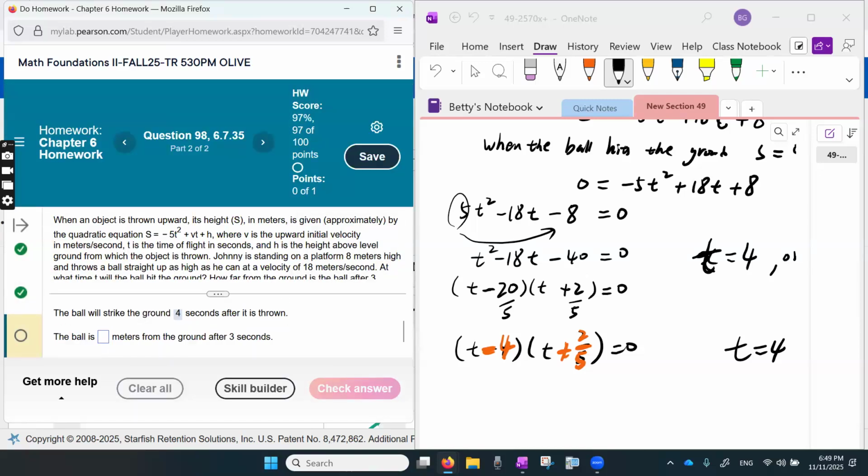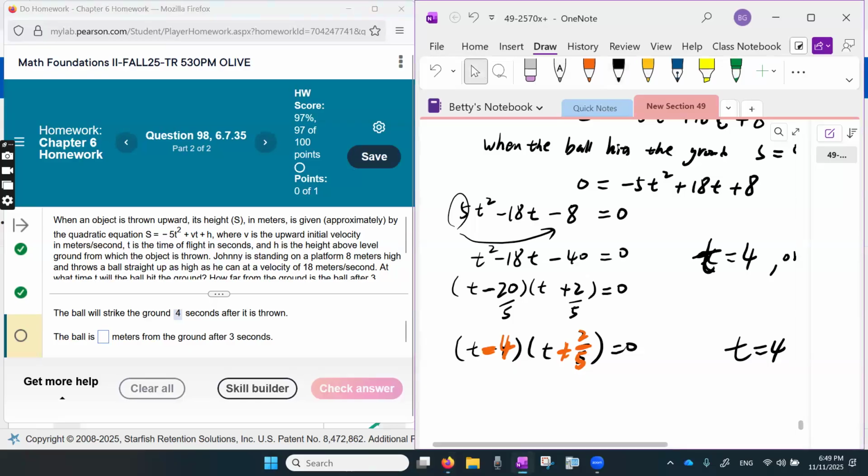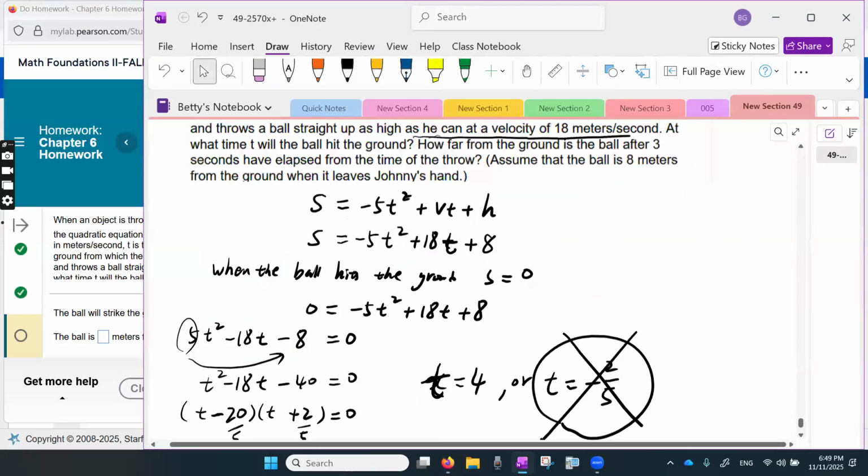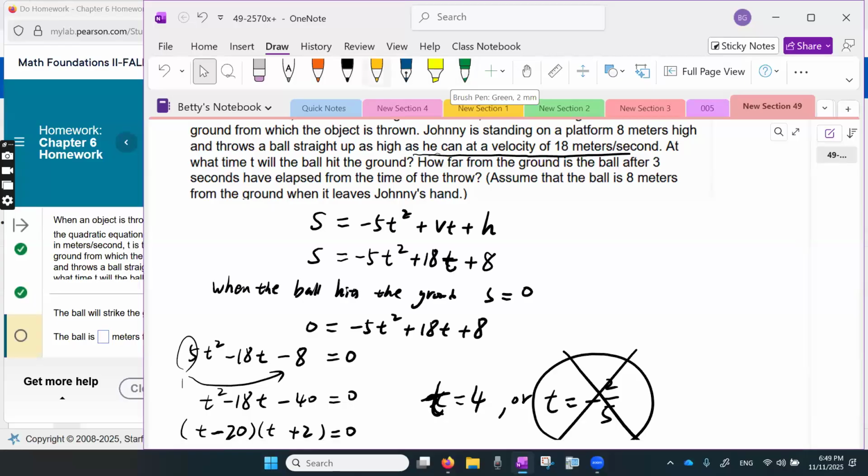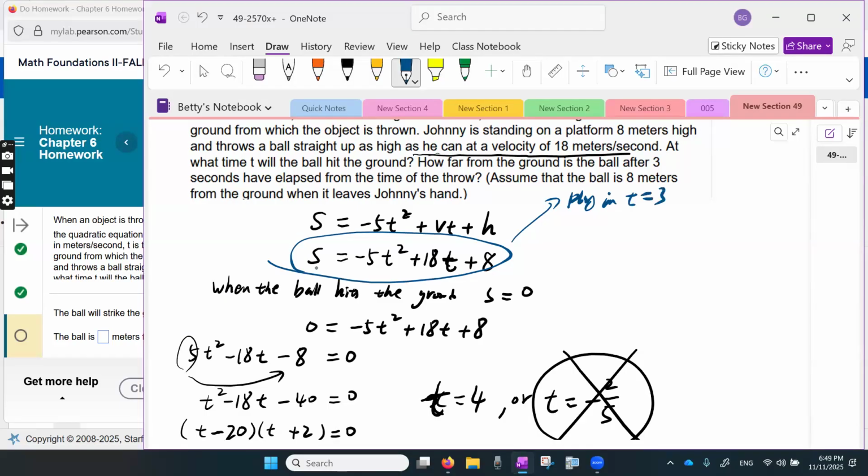Second part. After 3 seconds, what's the height of the ball, right? Let's start here. We're going to plug in t equals 3, right? Then s equals negative 5 times 3 squared plus 18 times 3 plus 8. All we need to do is just plug in.